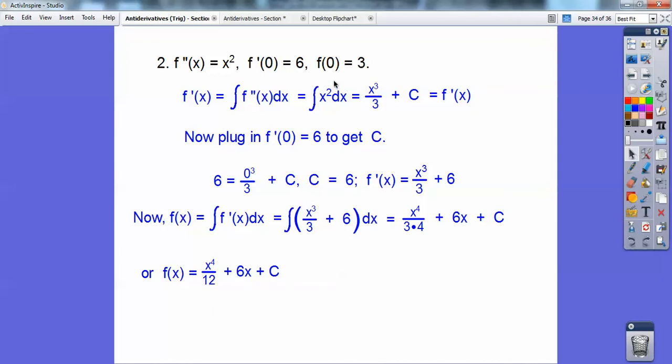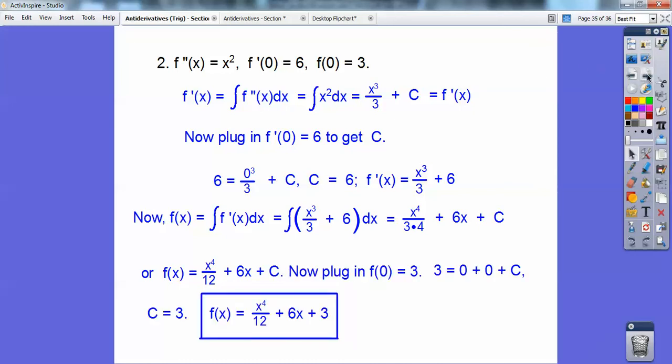And then let's substitute in f of 0 now equals 3. Okay, so I'm going to plug in x equals 0, y equals 3. And I get f of x finally equals x to the 4th over 12 plus 6x plus 3.